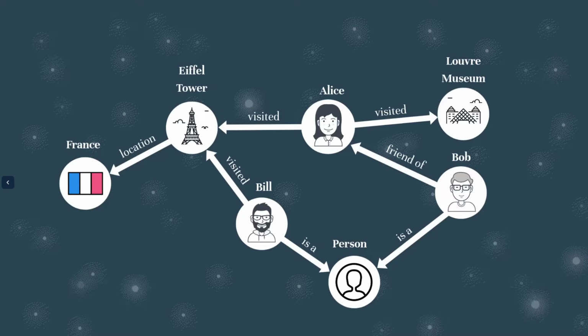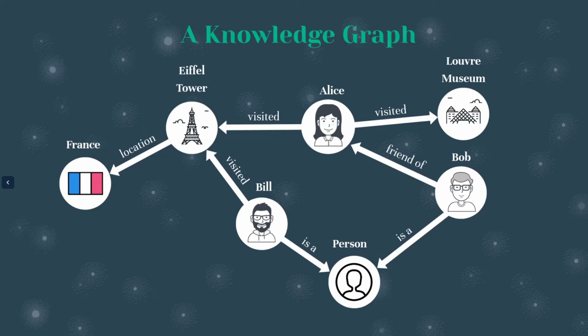This representation is known as a knowledge graph, and it's a technology that is used to turn large amounts of data from different sources into a form that computers can process and analyze efficiently.